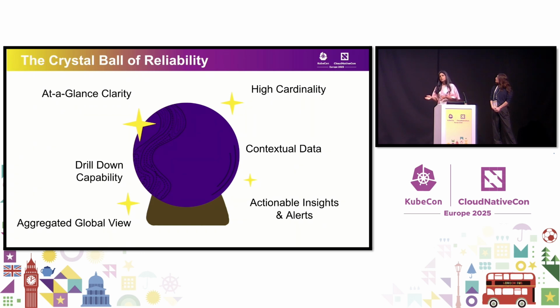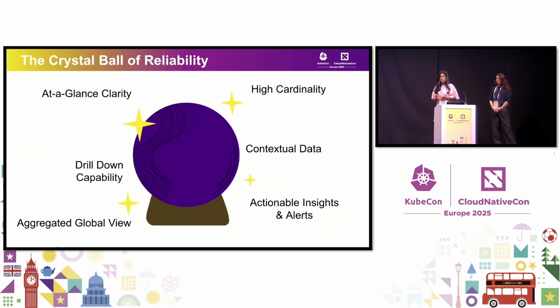Now, what are some principles of good or great dashboards? When designing effective observability dashboards, it starts with at-a-glance clarity. The goal is to instantly answer: is everything healthy? If not, where should we look first? Simplicity here is the power. We need to design our dashboards with high cardinality in mind. Today's systems generate data with many, many dimensions. Dashboards should be capable of slicing and dicing into those complexities without becoming overwhelming.